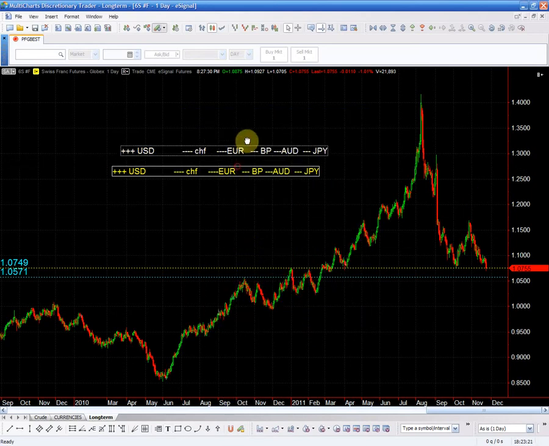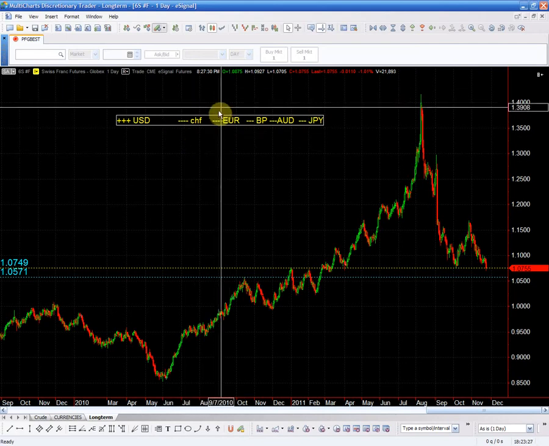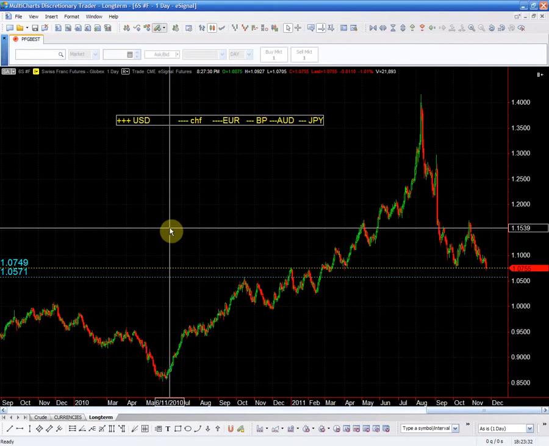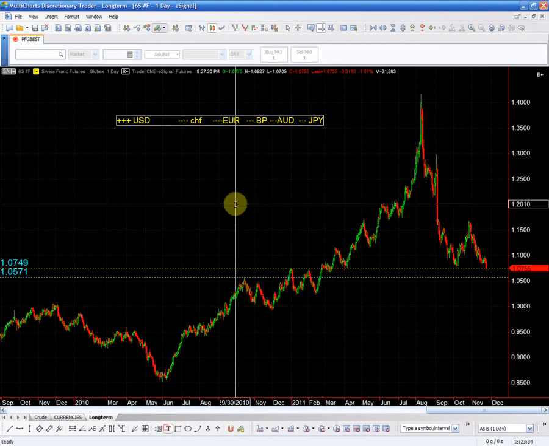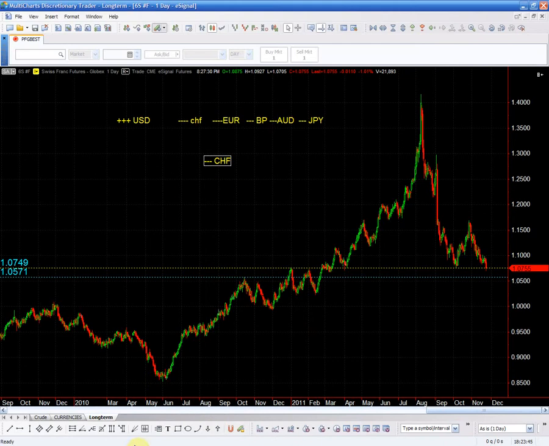So these will be my primary setup. I'll be looking at buying the dollar and selling the Swiss, selling the euro, selling the pound, selling the Aussie. That's if I'm using only the dollar. What else can I trade? I can then take the Swiss franc. I'm just going to put them here so you see what I'm doing.